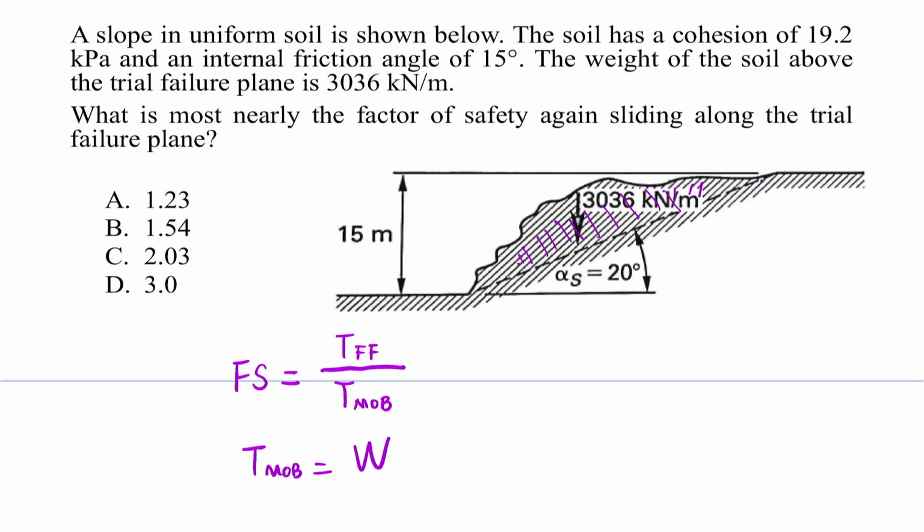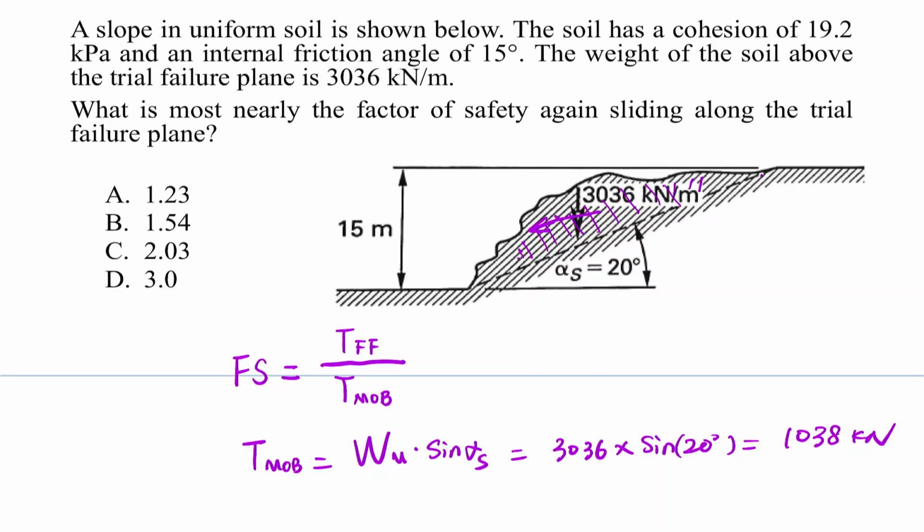So the T_mobile is the weight of the soil times the sine of the slope angle, I for S. So the I for S is the slope. That is how much force there is along this slope because of gravity, right? So we have 3036 times sine 20 degrees, and you would have about 1038 kilonewton.